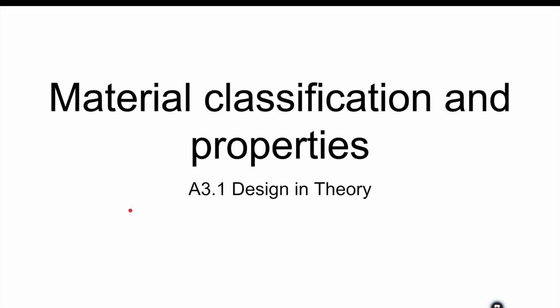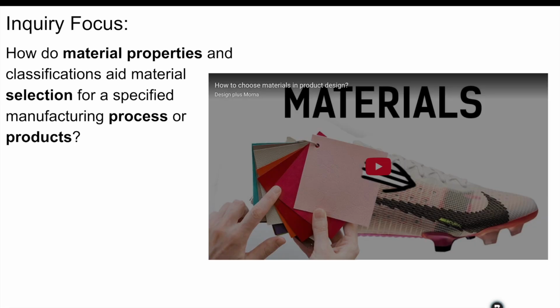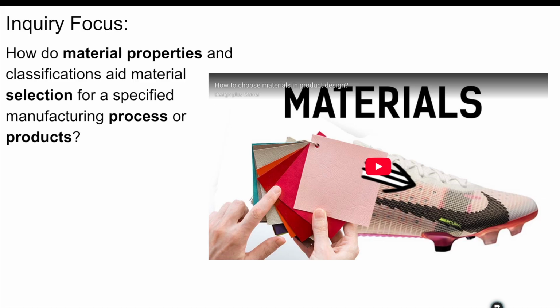Hi, this is a recorded lecture for topic A3.1 Design and Theory, and we're looking at material classification and properties. The inquiry focus for this particular topic is: how do material properties and their classifications aid material selection for a specified manufacturing process or products?